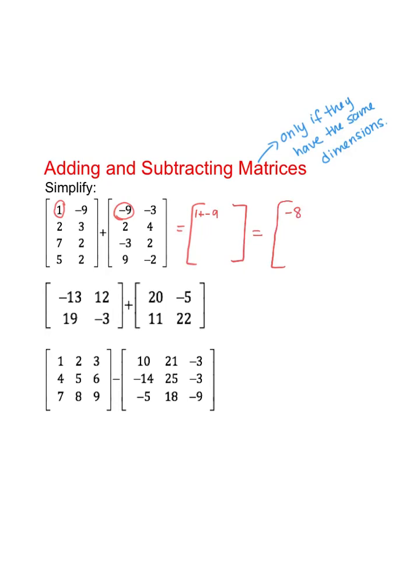Okay, and then if I go into my next location, so if I go to the second one down from the left, I would have 2 plus 2, which would give me 4. And then I'm just going to keep going with that same pattern. So then if I went to the second column, first row, I'd have -9 plus -3, I get -12. All right?